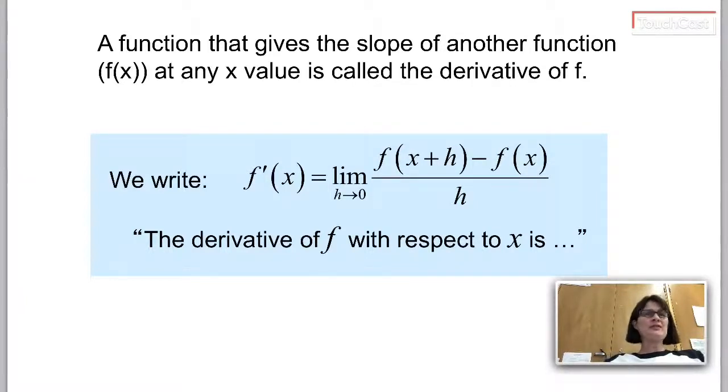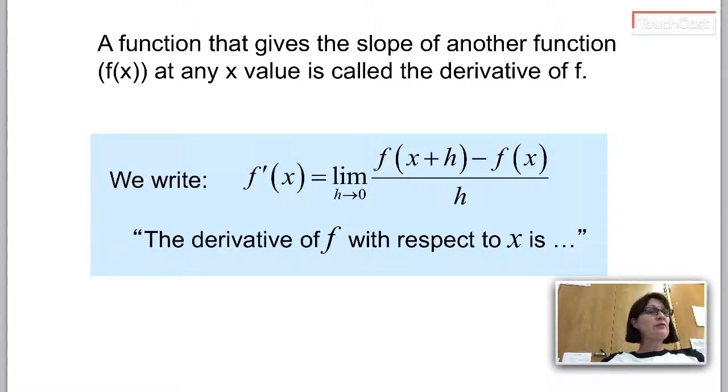So a function that gives the slope of another function, f of x, at any x value is called the derivative of f. So this is what we write. This is a formal definition for the derivative. There's a place for this on your 19 facts paper, and there's a place for you to write this into the box at the top of your notes paper. I'm expecting you write this definition, and you have to know it by heart.